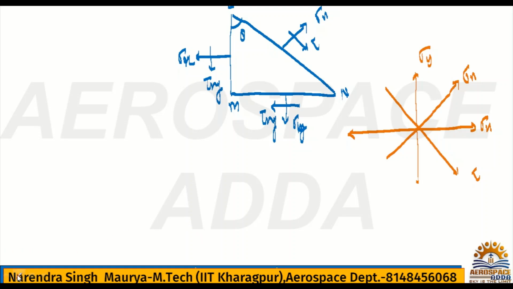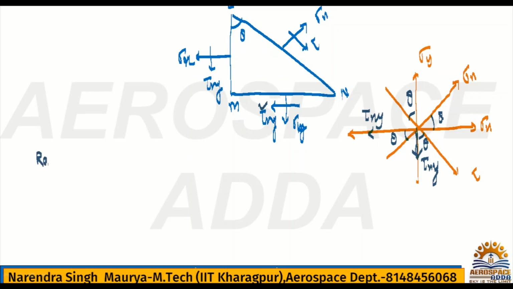Similarly we can show the tau xy now. Here this tau xy is in this direction, and this tau xy, which is downside, I have shown here. And if you check, this angle is theta, so obviously this will also be theta, this will also be theta, and this will also be theta.